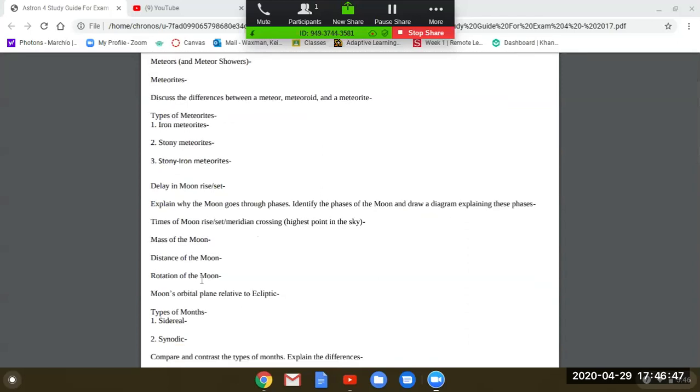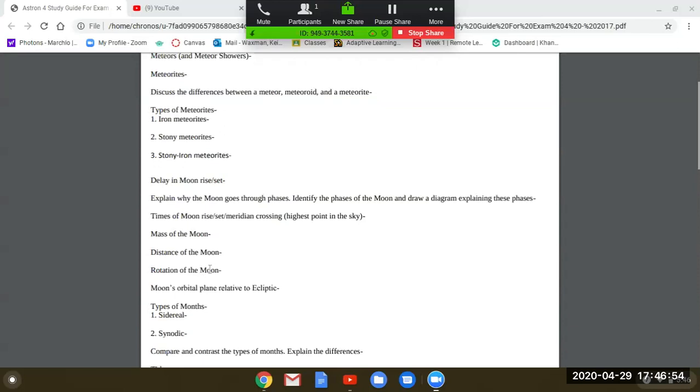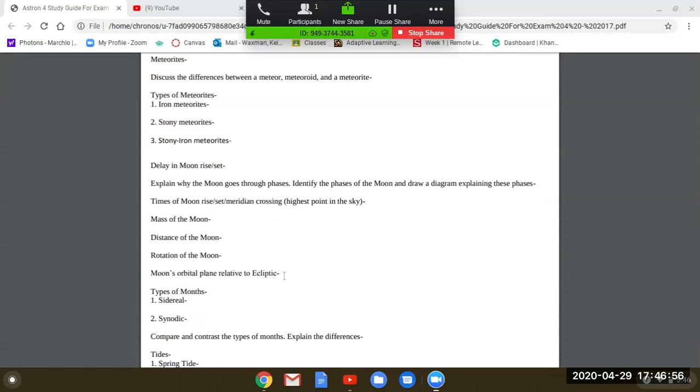The rotation of the moon. It's a special rotation of the moon. What kind of rotation is this? Remember, we only see one side of the moon, the near side. The moon's orbital plane relative to the ecliptic. The moon is tilted by about 5 degrees relative to the ecliptic.